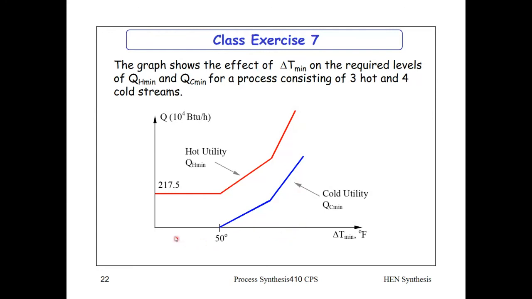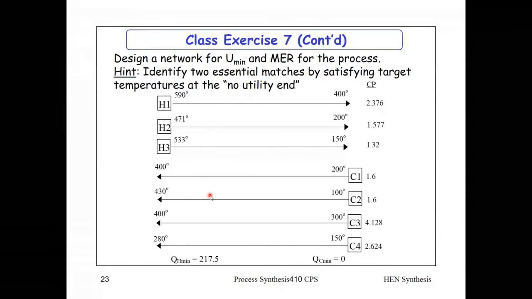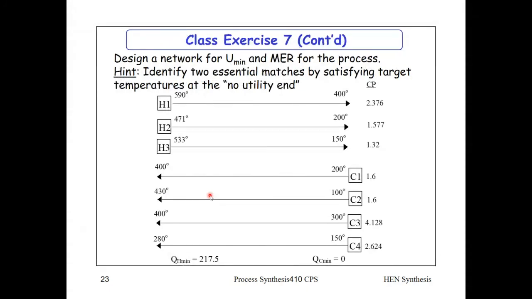Okay, so this is how much hot utility you require at below the threshold temperature, 217.5 kilowatts, BTUs per hour, let's call it kilowatts for convenience. So now design a network for UMIN and MER for the process. Identify 2 essential matches by satisfying target temperatures at the no utility end.